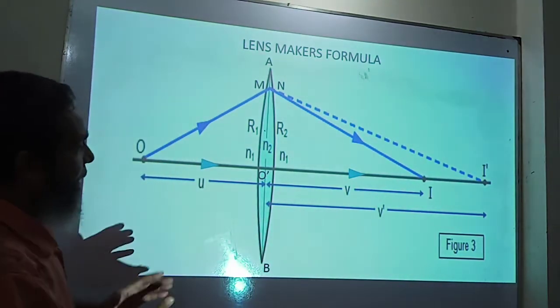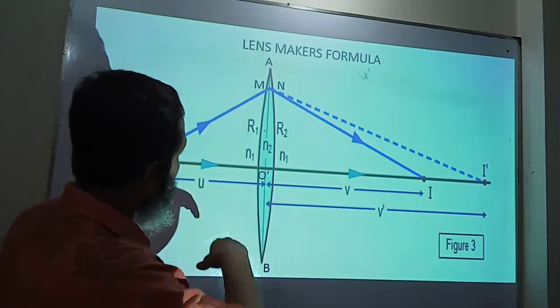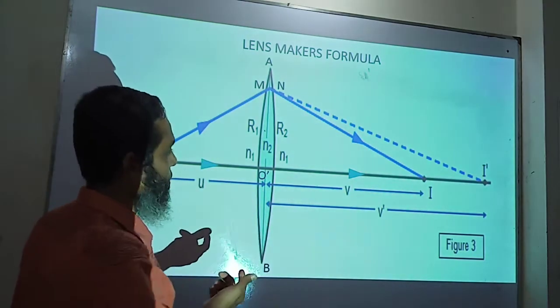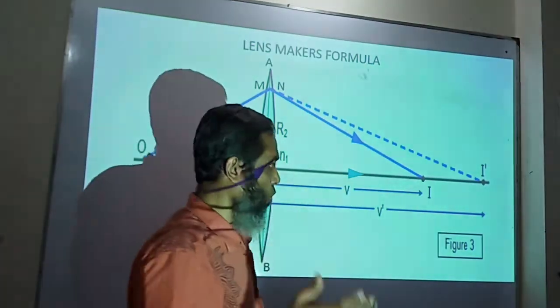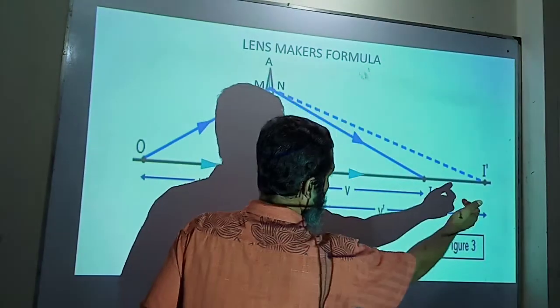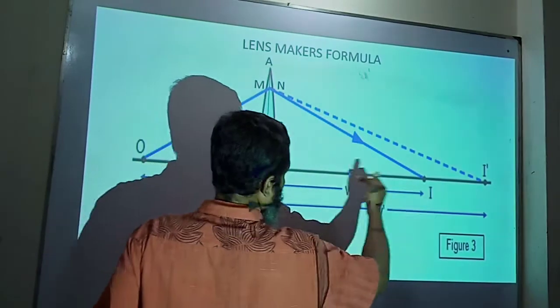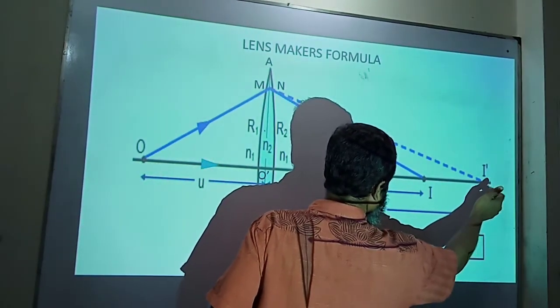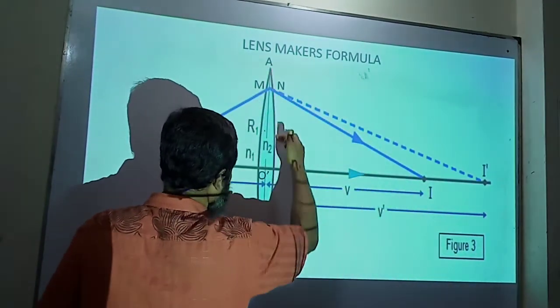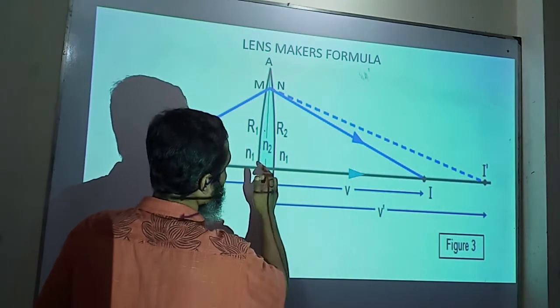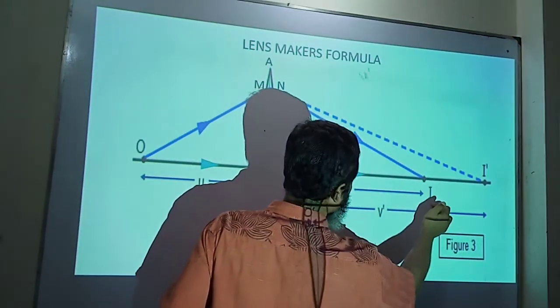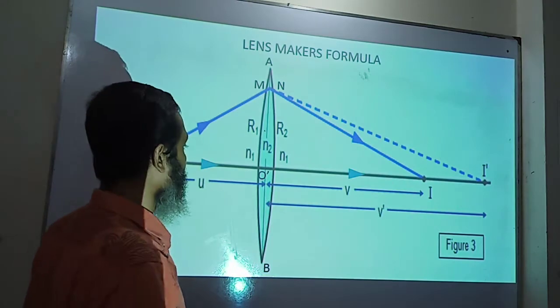Then the refraction will occur in the second surface. This is very important: I prime is the real image for the first surface, but it will be the object for the refraction in the second surface. And here I is the final image.